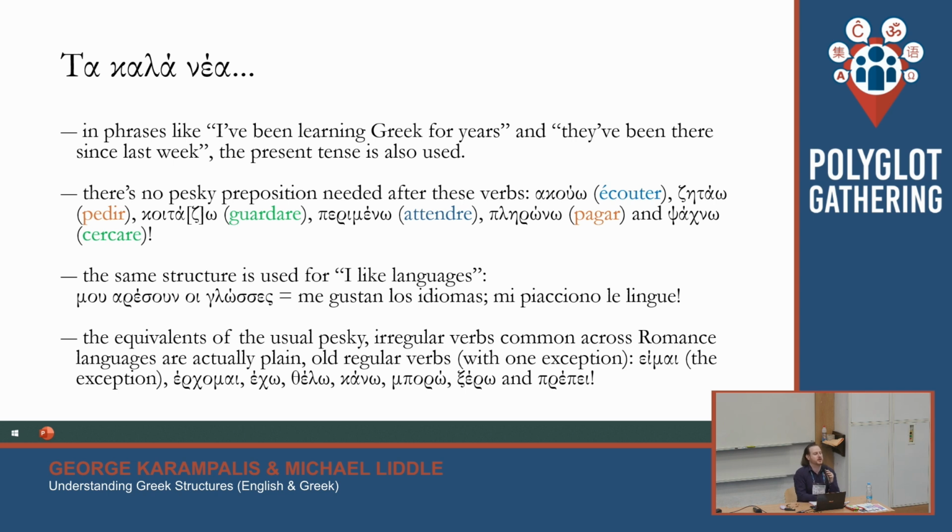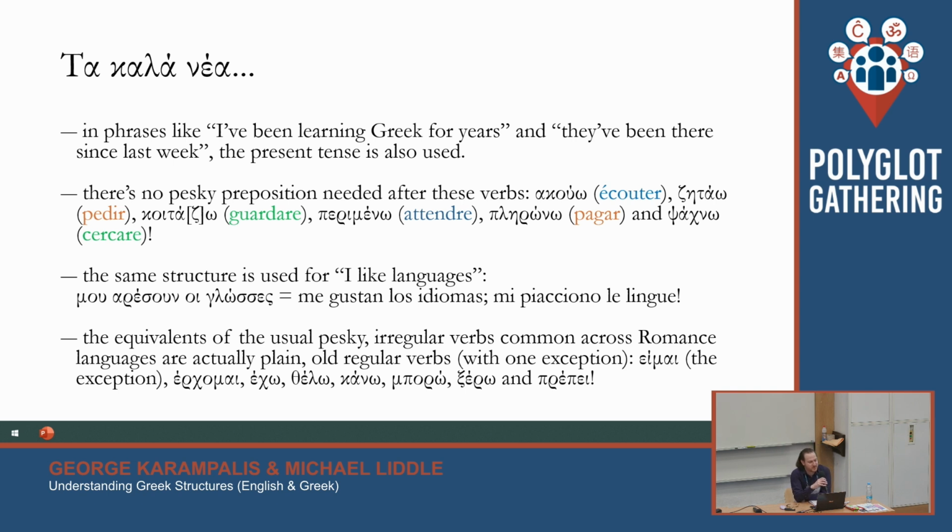And then when you say things like, I've been learning Greek for years, you probably say it like this: I learn Greek for years. You don't need to worry about the "have been" structure, like they've been there since last week. It's just present tense. English is the odd one out, and it always is, it drives me crazy.